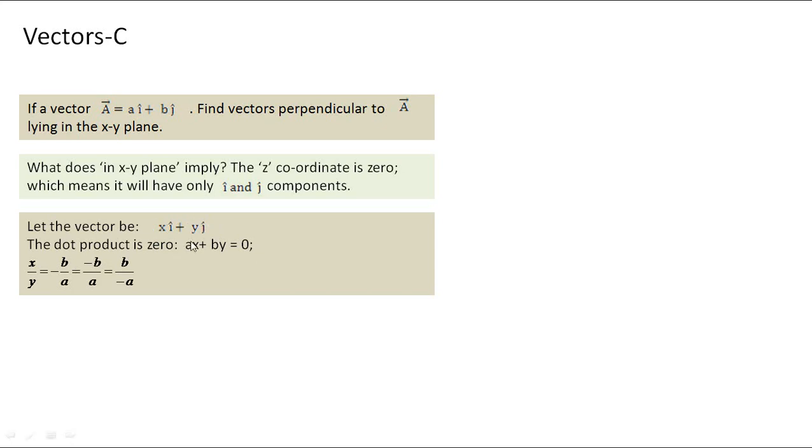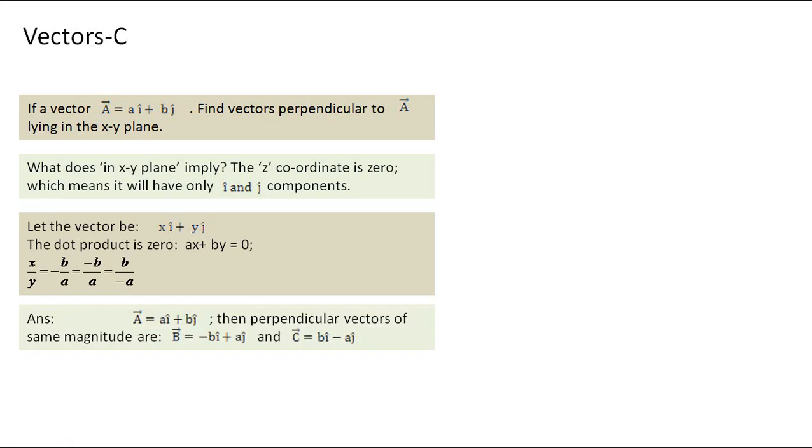And since this vector must be perpendicular to vector A, its dot product with vector A must be 0. So when I take the dot product of these two, the dot product is a into x plus y into b, which must be equal to 0. So if we rearrange, x by y is equal to minus b by a. This term I can write in two forms. I can write it as minus b by a, so the minus sign I take here, or I can write b divided by minus a. So what does it mean? x could be minus b, in that case y will be a, or x could be b, in that case y will be equal to minus a.